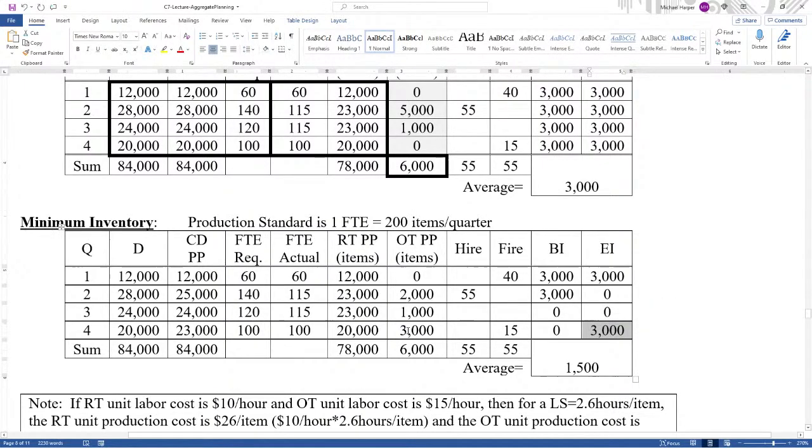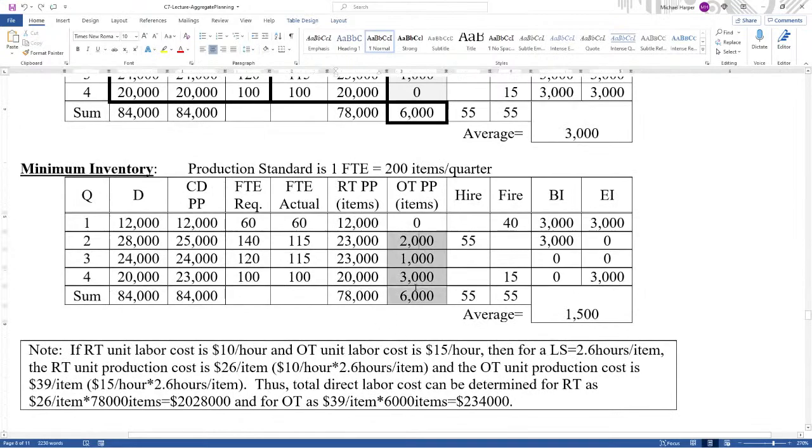So I need to produce 3,000 more, because if this is 0, I'm not going to have enough production to end my inventory of 3,000. So I need 3,000 somewhere. Where do I put it? Do I put it in regular time or do I put it in overtime? If I put it in regular time, that would change the FTEs, and that would no longer be a chase demand strategy. So I have to put it in my overtime. If I put it here, my overtime would be 3,000. My regular time would be what, 81,000, and that would violate my requirements of chase demand up here. So therefore, there's my overtime.